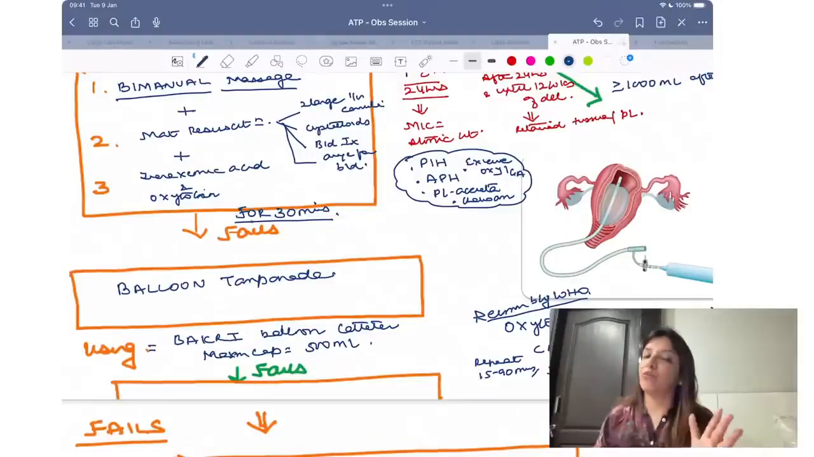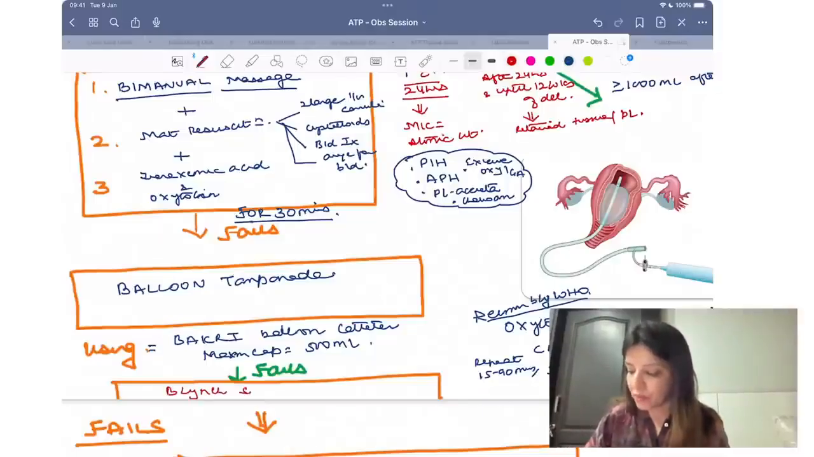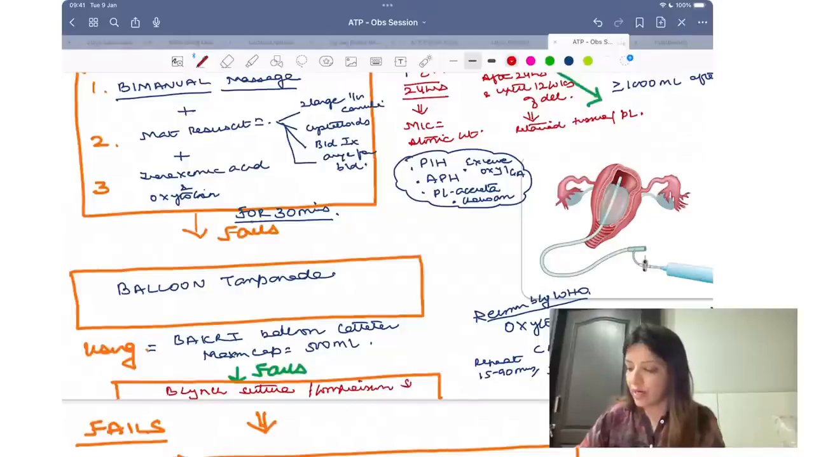Now, same thing I am going to do over here. Over here, I am going to put stitches on the uterus. I am going to shift my patient to OT. I am going to do a laparotomy, take out the uterus, and then apply stitches on the uterus, which is called B-Lynch suture. I will apply B-Lynch suture, which are the compression sutures. These are compression sutures, right?